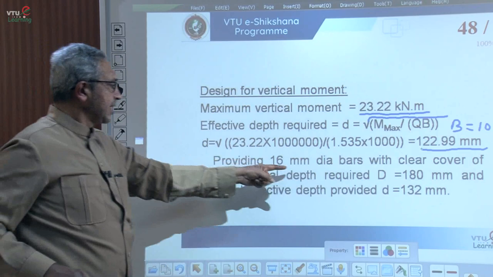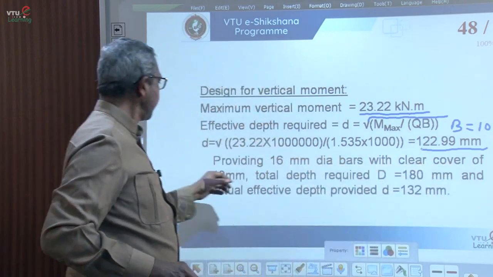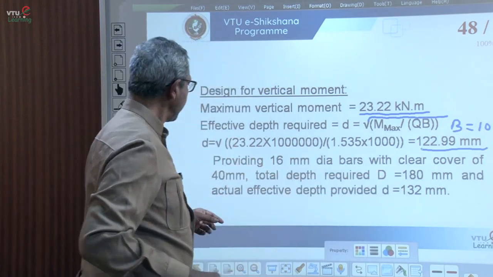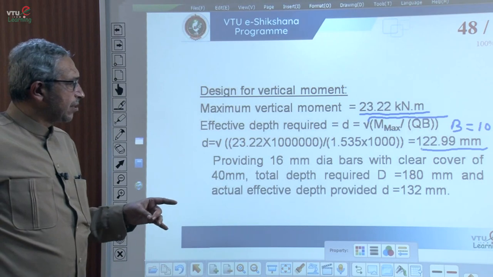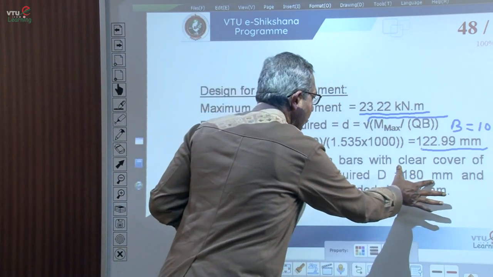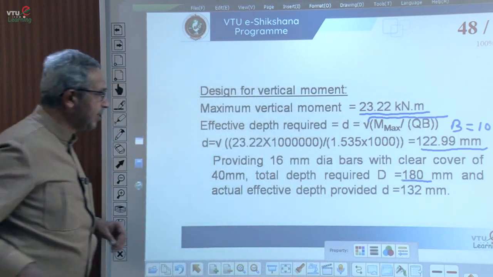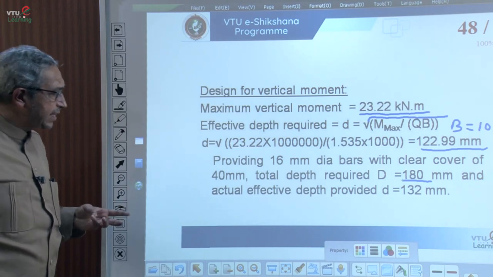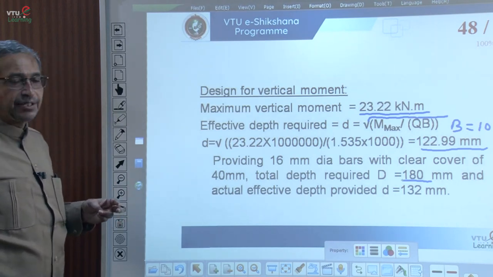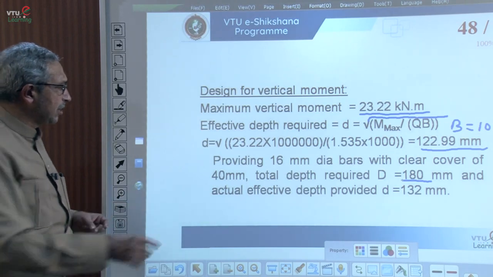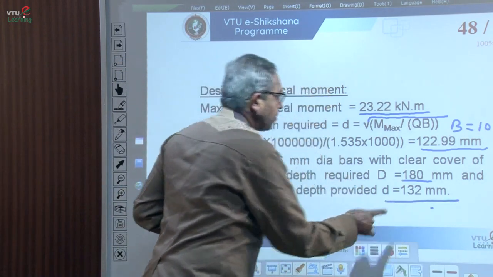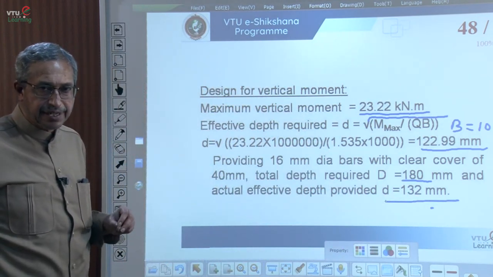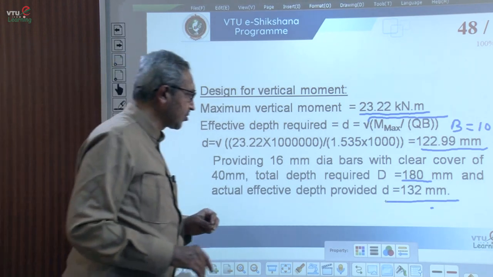the d required is coming as around 122.99 mm. Providing 16 mm bars with a clear cover of 40 mm, the total depth required D is around 180 mm. The total depth is rounded up to 180 mm, and the actual effective depth provided is 180 minus 40 minus 16 by 2. I repeat, the actual effective depth provided d is equal to 180 minus clear cover 40 minus half bar diameter, that is 8.